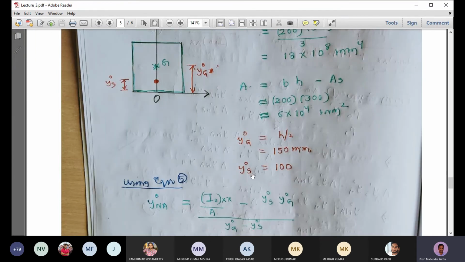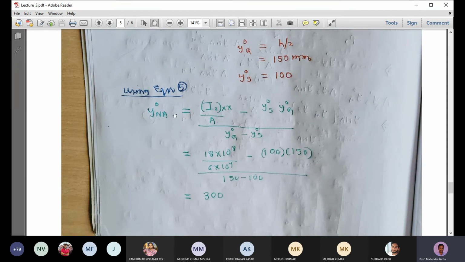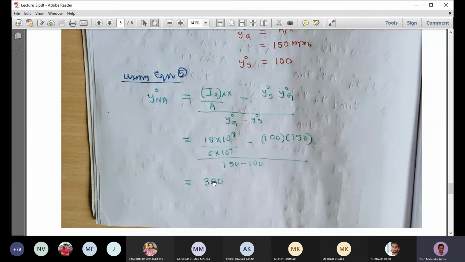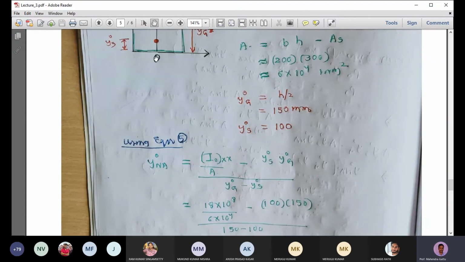So with this we can use equation 5. Equation 5 will give the expression for neutral axis location. So I naught by a minus ys yg by yg minus ys. So 18 into 10 power 8 by 6 into 10 power 4 minus 100 into 150 by 150 minus 100, or 150 into 100 by the difference. So if you simplify, it will be around 300. So the neutral axis is lying at a distance of 300 millimeters from the base.